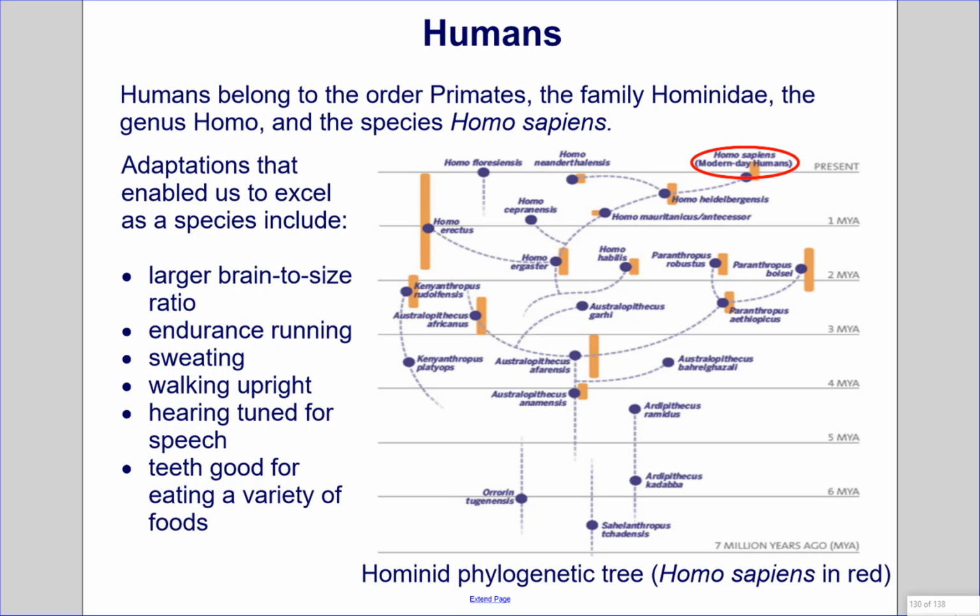Humans. Humans belong to the order Primates, the family Hominidae, the genus Homo, and the species Homo sapiens. Adaptations that enable us to excel as a species include larger brain-to-size ratio, endurance running, sweating, walking upright, hearing tuned for speech, and teeth good for eating a variety of foods. Pictured here is a hominid phylogenetic tree. Homo sapiens is shown in red.